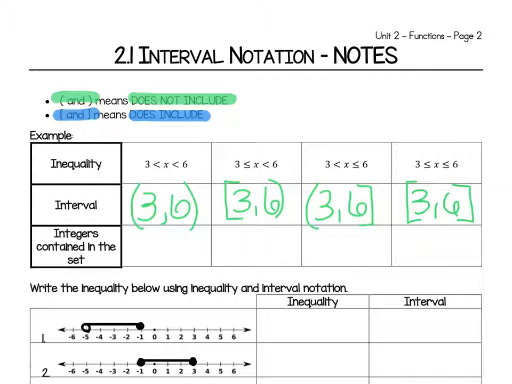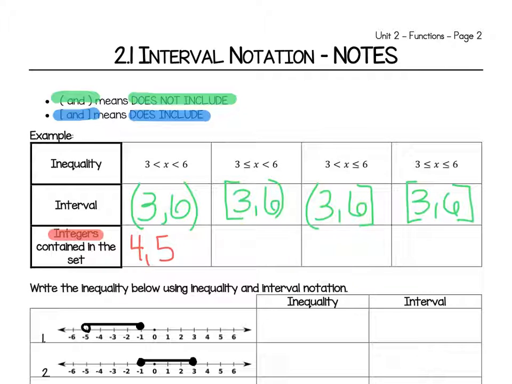Another important piece is to know what numbers are included. And in this case, it's asking us to include the integers. So we're only worrying about the positive and negative whole numbers. So 3 is not included. The next biggest one would be 4, 5, but not 6 because 6 is not included. It cannot equal 6. X can't equal 6.